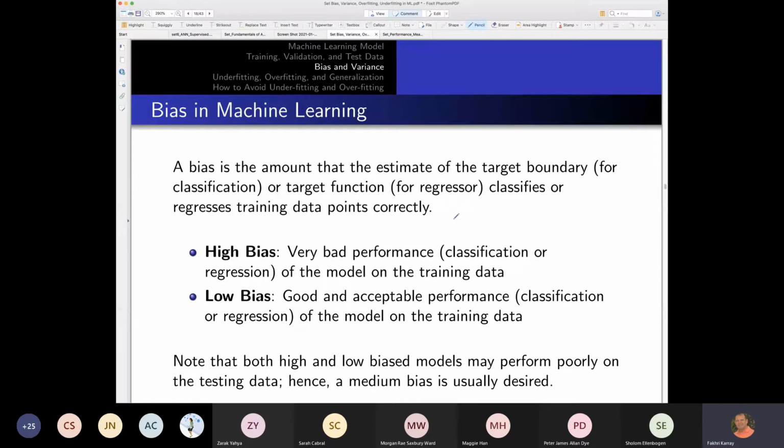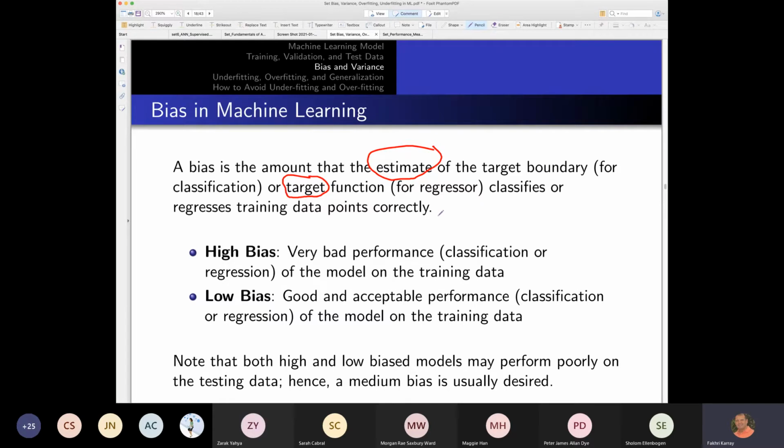So what does that mean? How distant is the estimate of the target boundary? So how far are we, for the classification, from what the system provided us. For the regressor, how far is the data point from the target function? So the estimate, how far it is from the target value for the regressor, okay? So the target boundary for classification and the target function for the regressor classify or regress training data, so how far we are.